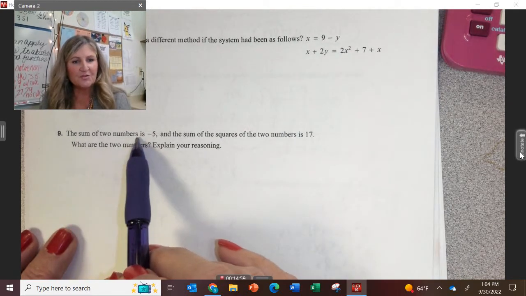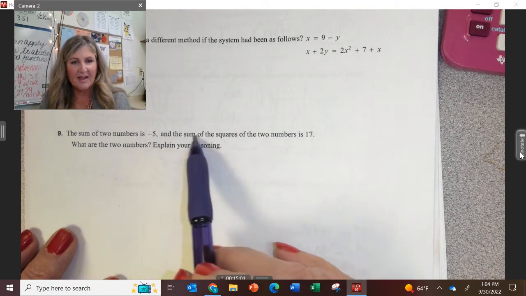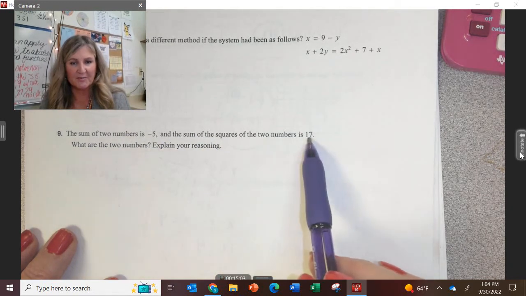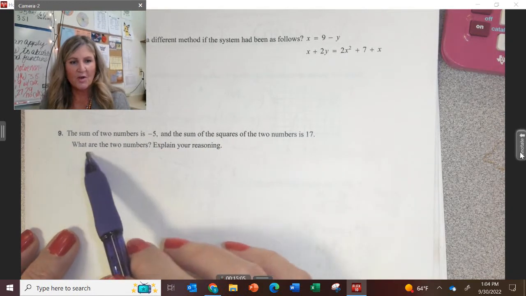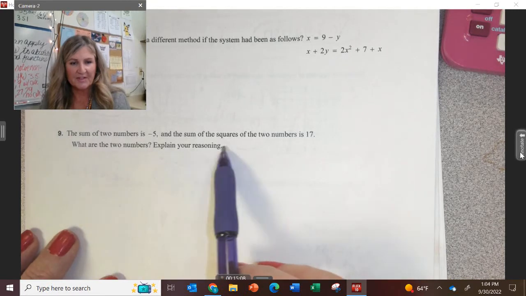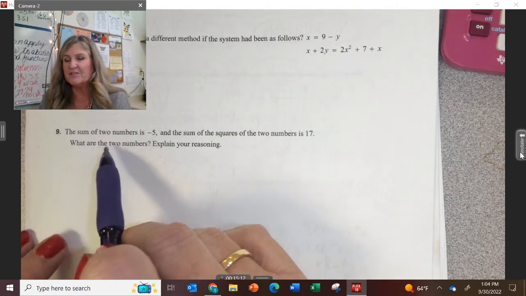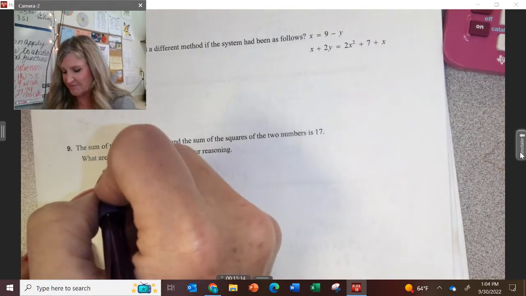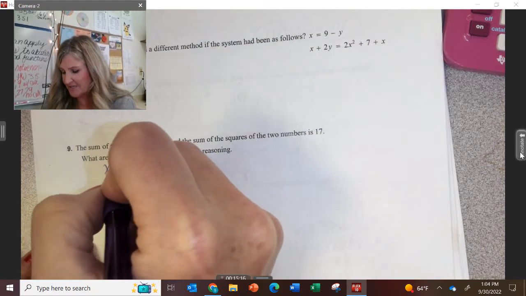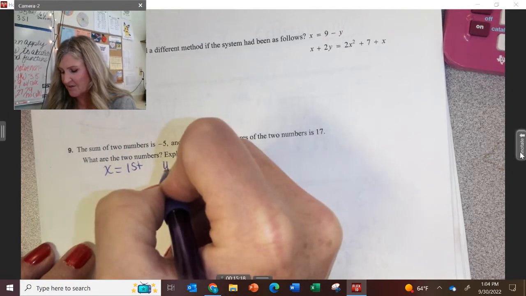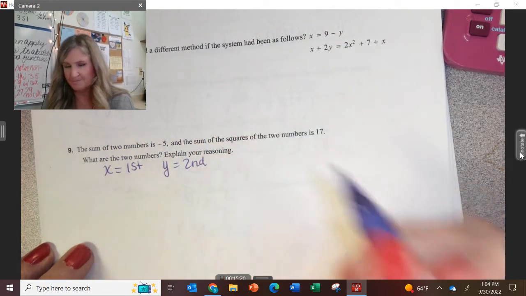The sum of two numbers is negative 5, and the sum of the squares of the two numbers is 17. What are the two numbers? Explain your reasoning just means do the problem. All right, what should we use to represent our two numbers? X and Y, right. So I'm going to say X is my first number, Y is my second number.